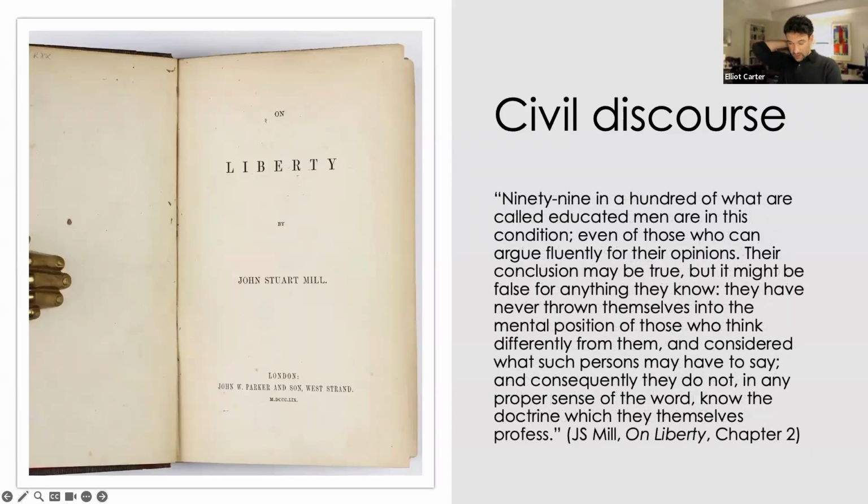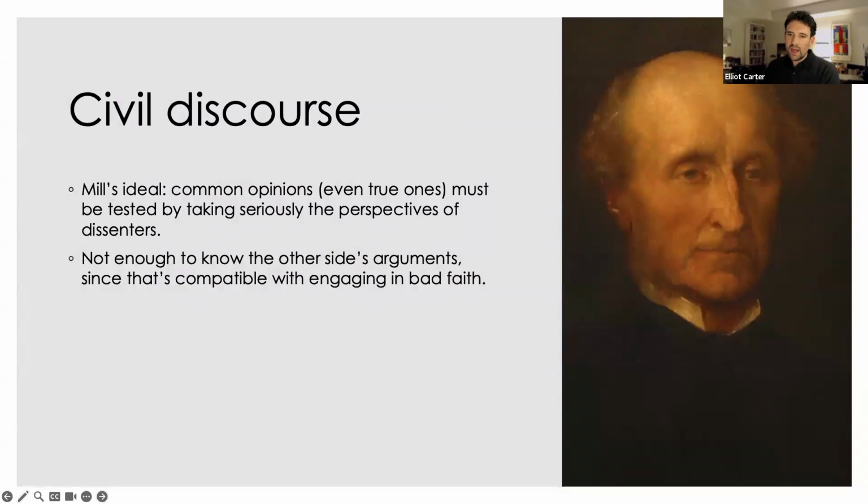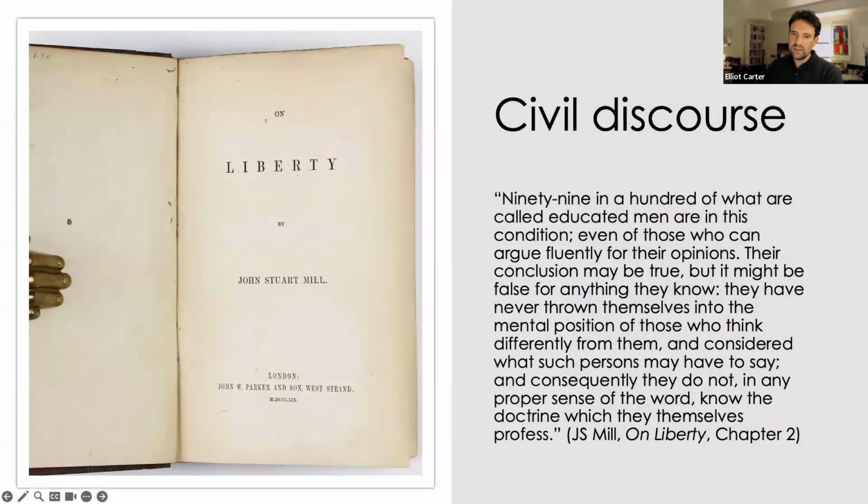And later on in the chapter, Mill says 99 in 100 of what are called educated men are in this condition, even of those who can argue fluently for their opinions. Their conclusion may be true, but it might be false for anything they know. They've never thrown themselves into the mental position of those who think differently from them, and considering what such persons may have to say, and consequently, they do not, in any proper sense of the word, know the doctrine which they themselves profess.